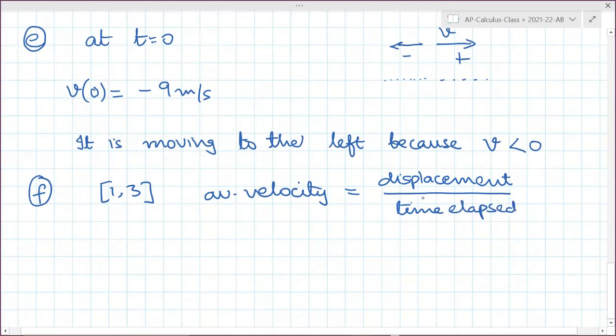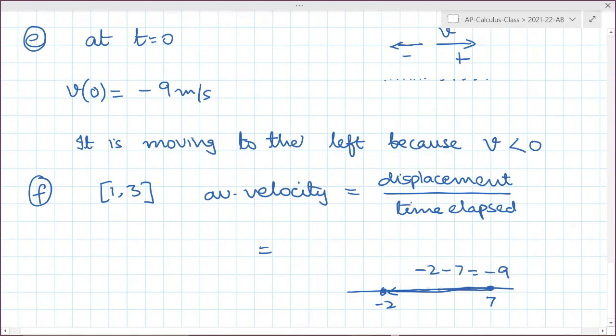So how will we find displacement? Displacement means final position minus initial position. So if you were here, let's say you were here and now you are here, then this is your displacement. So if this is say -2 and this is 7, then your displacement is -2 minus 7, which is -9.